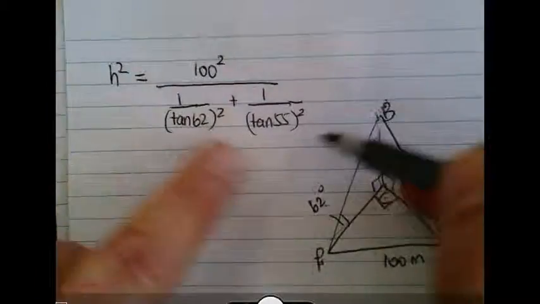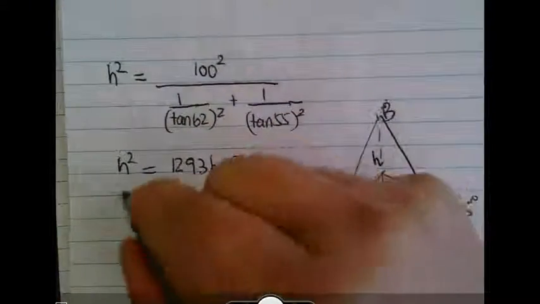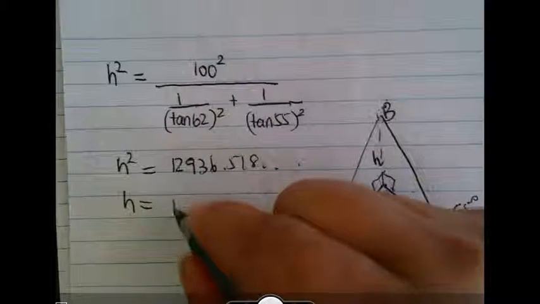One step, but that's how it has to look on your calculator to get H squared, 12,936.518. So enter it to look like that, and then H is the square root, okay?